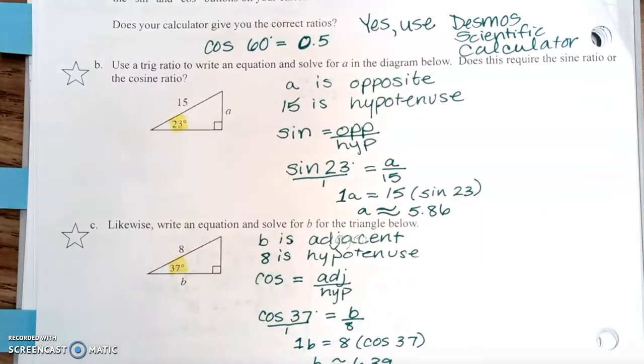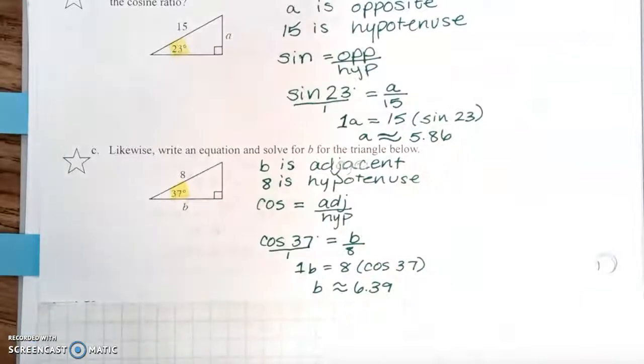Now let's look at another problem, problem C. It says, likewise, write an equation and solve for B for the triangle below. So again, you're going to take your highlighter and highlight the angle 37 degrees. From the 37 degrees, we have side B, which is adjacent, or right next to, and we have the side 8, which is the hypotenuse. Okay? The trig ratio, or the trig function that uses adjacent and hypotenuse is the cosine. Cosine is adjacent to hypotenuse.